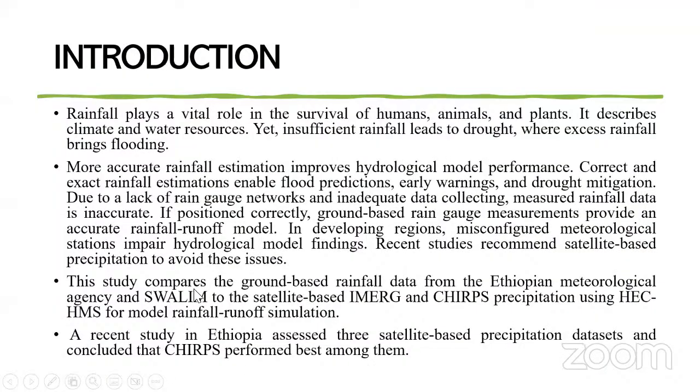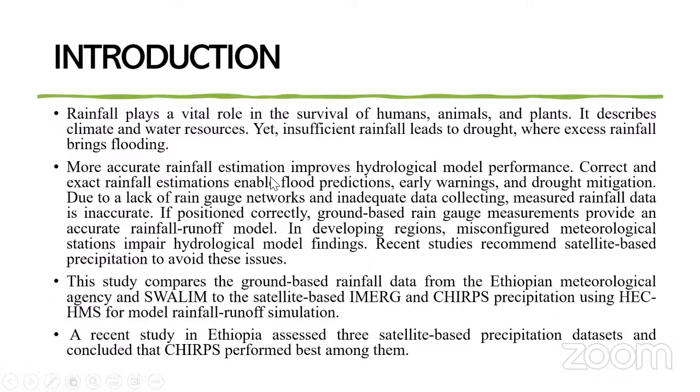So if we come to the introduction, we know that rainfall plays a vital role in the survival of humans, animals and plants. It describes the climate and water resources, but insufficient rainfall leads to drought, whereas excess rainfall brings flood. If we have insufficient rainfall, it means that we are going to get drought. If we get excess rainfall, again, it brings another problem, which is flooding.